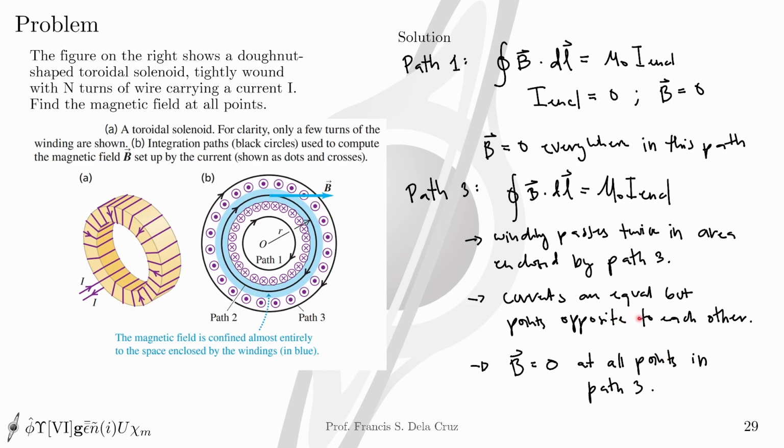This is the same thing that happens in the coaxial cable with opposite current, if you can remember our lecture. That's why when you do a closed loop path integral on that device, you will not have any magnetic field.